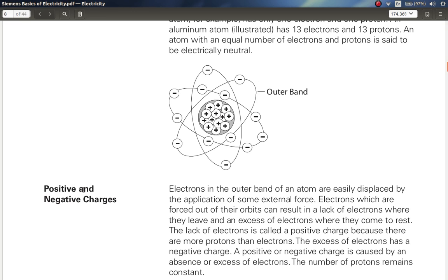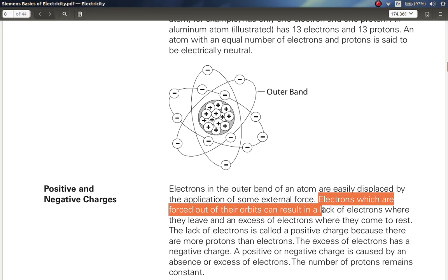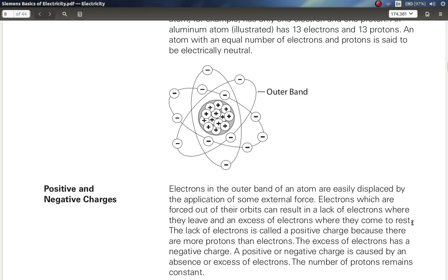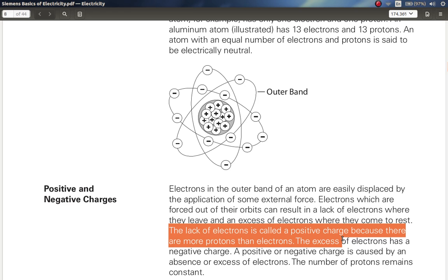Positive and negative charges. Electrons in the outer band of an atom are easily displaced by application of some external force. Electrons which are forced out of their orbit can result in a lack of electrons where they leave and an excess of electrons where they come to rest. The lack of electrons is called a positive charge because there are more protons than electrons.